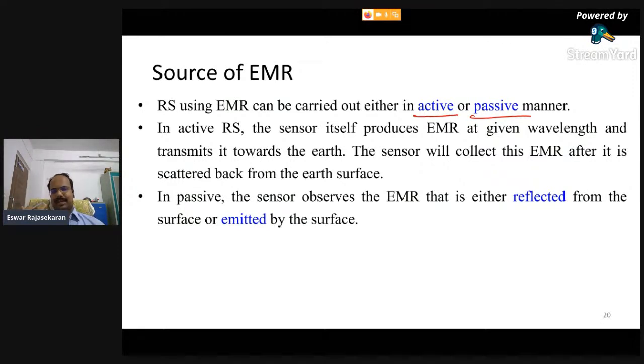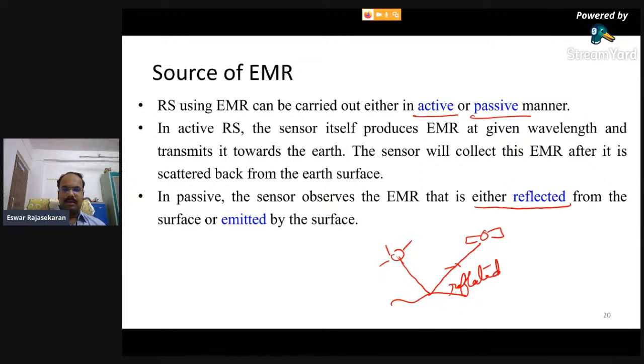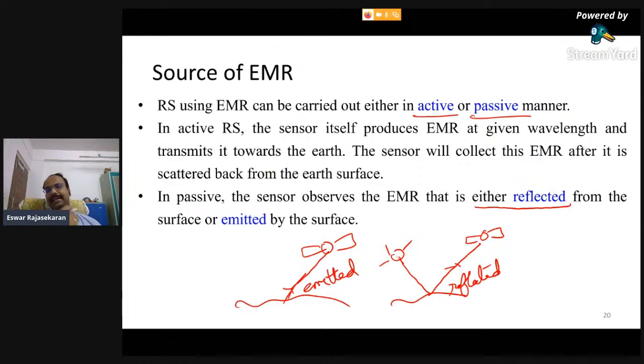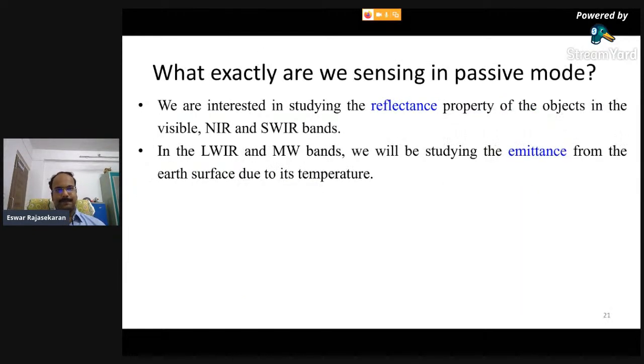So our primary source is the earth itself or the sun. What we are actually doing is either collecting the energy that is reflected from the earth's surface: the sun is there, some energy is coming in, it is reflected to space and we are collecting that particular energy. So this is reflected energy. Or if we are able to sense in a portion where the earth is releasing energy, we will be directly sensing it even without the need for the sun. This we call emitted energy. So we can sense either reflected energy or emitted energy for our remote sensing purposes.